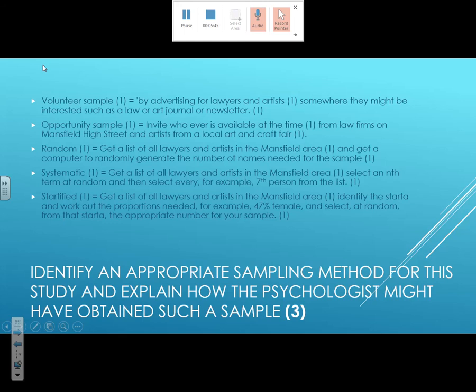And then stratified, get a list of all lawyers and artists in the Mansfield area, identify the strata and work out the proportions needed. For example, 47% female, and select at random from that strata the appropriate number for your sample. So you've mentioned lawyer and artist and you've told me how to do it. If I were you, I would be tempted to go for random or systematic, because they're very easy to show enough information to get the two marks as long as you contextualise, but they're not as complex to explain as stratified. Stratified's a really complicated one.